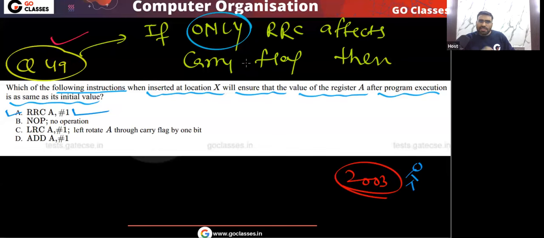Just try to understand where the examiner made the mistake. If you look at the options, you will easily see the question maker made a mistake by putting the add instruction instead of increment. Instead of decrement, the question maker is putting the subtraction instruction. And you know, addition and subtraction will affect the carry flag. So that is the problem.